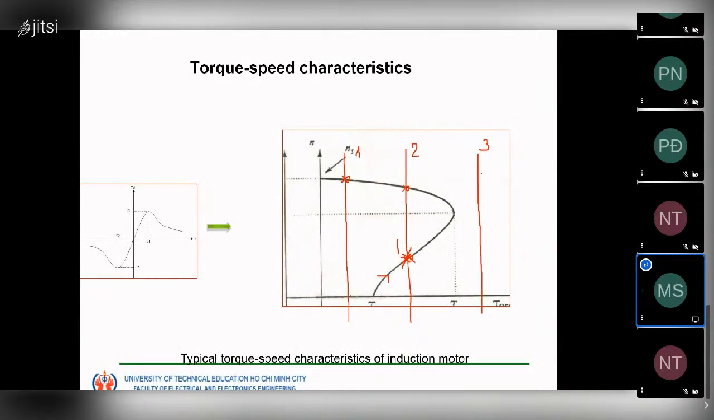In the first chapter, we have already considered the condition for the stable point. Who can tell me again? The derivative of motor torque according to speed must be smaller than the derivative of load torque according to speed. So, at the first cross-section point, the condition is not satisfied.